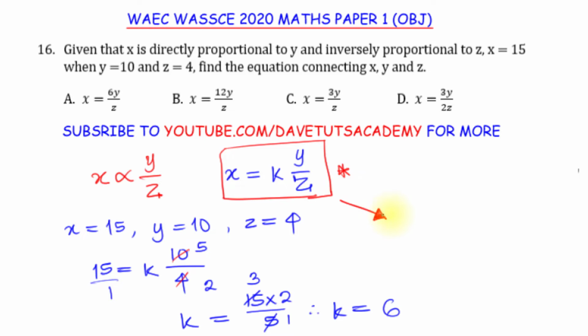Now if we put the value of k, we can say the equation connecting x, y, and z is given as x is equal to the value of k, that is 6, multiplied by y over z. Looking at the options that we have, we can see that option A corresponds to this answer, that x is 6y over z. That's the solution.